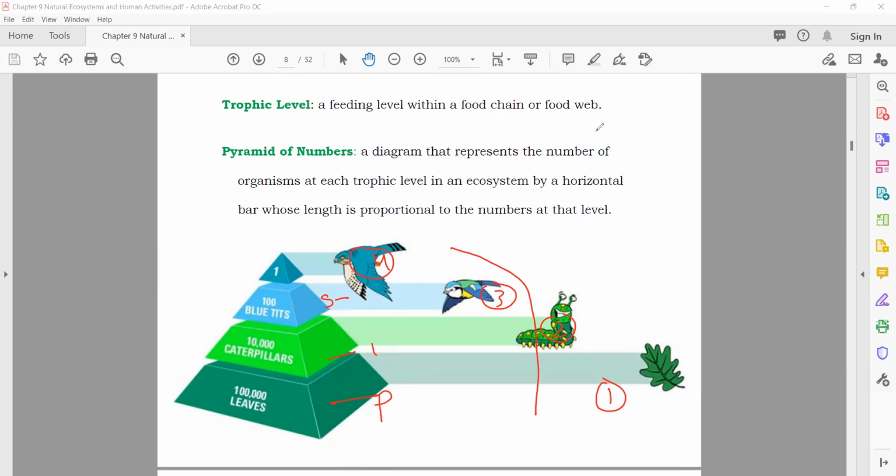After that, you have the pyramid of numbers. In an area, you describe the food chain with the help of numbers. You can see here how many leaves there are, 100,000. Then caterpillars, 10,000. Then you have blue tits, 100, and then the bird. When you make a pyramid in this way, you write the number, or you can say the population, of each species on different food levels. That is known as the pyramid of numbers.